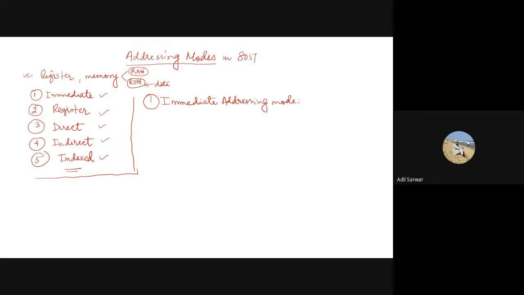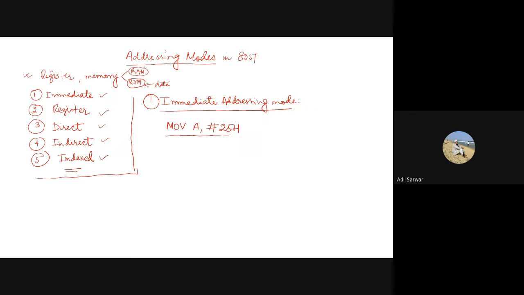Immediate addressing mode. In the immediate addressing mode, the source operand is a constant. An operand is the data on which some instruction carries out some operation. So I am writing down one instruction, and you will understand what it means: MOV A, #25H.